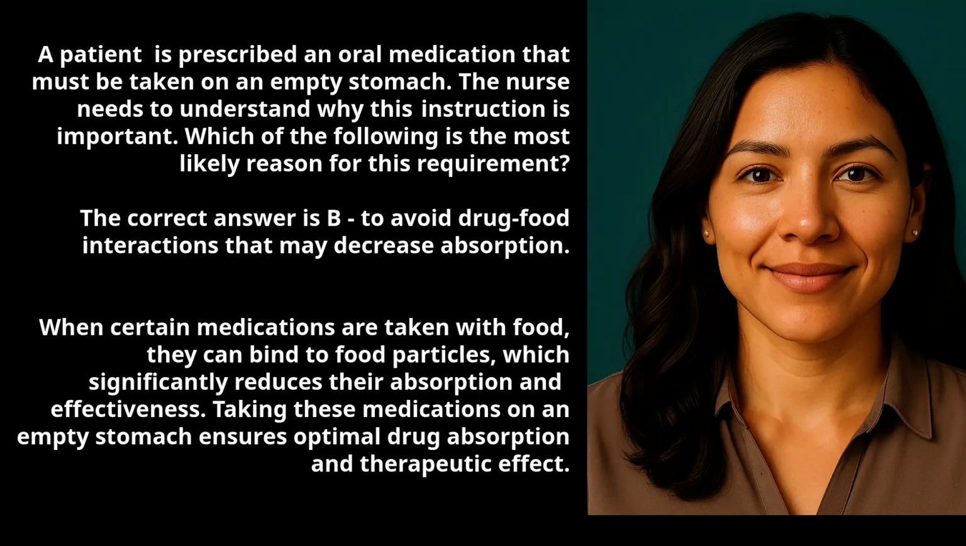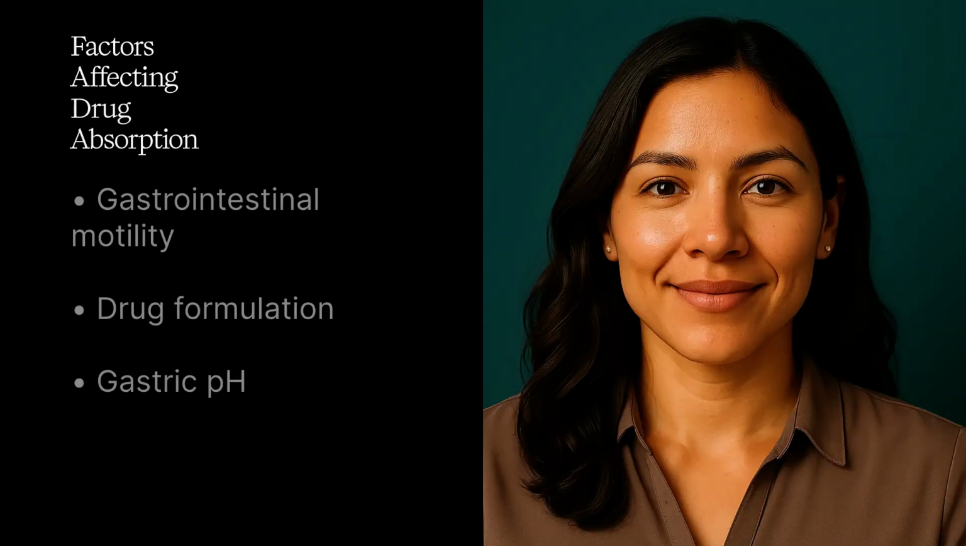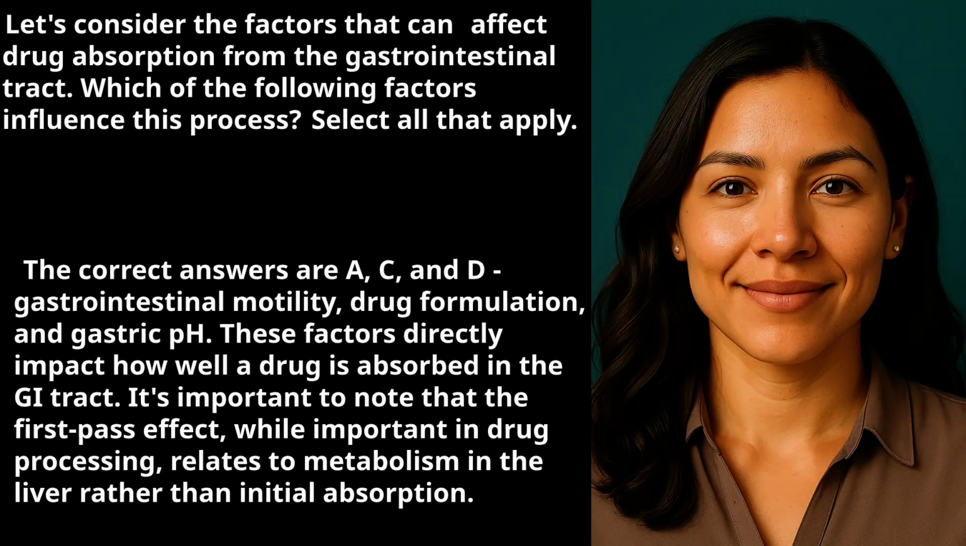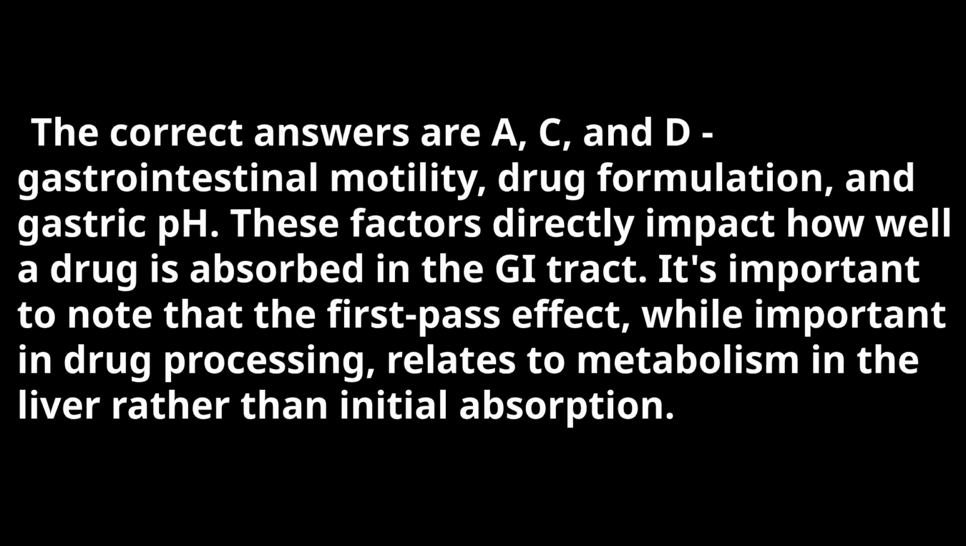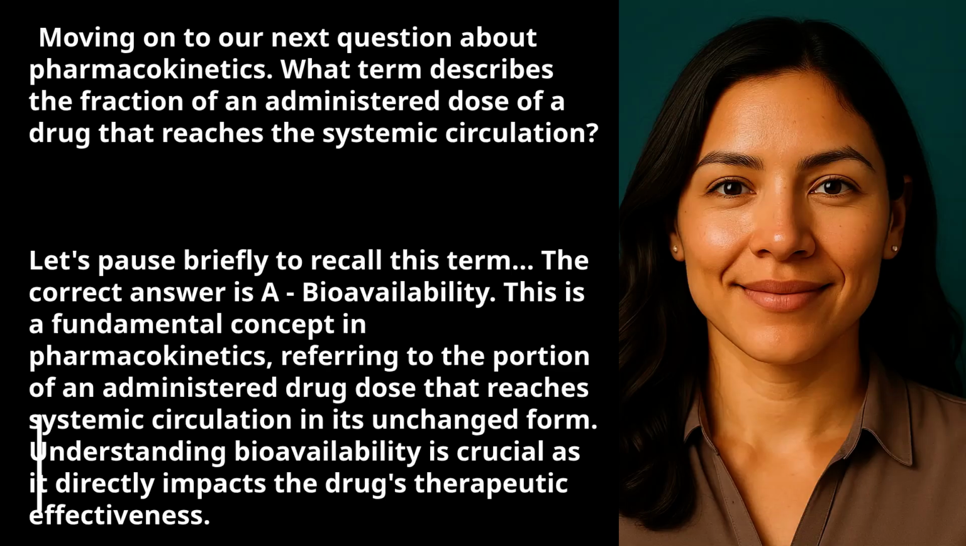Let's consider the factors that can affect drug absorption from the gastrointestinal tract. Which of the following factors influence this process? Select all that apply. Take a moment to think about each factor. The correct answers are A, C, and D. Gastrointestinal motility, drug formulation, and gastric pH. These factors directly impact how well a drug is absorbed in the GI tract. It's important to note that the first pass effect, while important in drug processing, relates to metabolism in the liver rather than initial absorption. Moving on to our next question about pharmacokinetics.